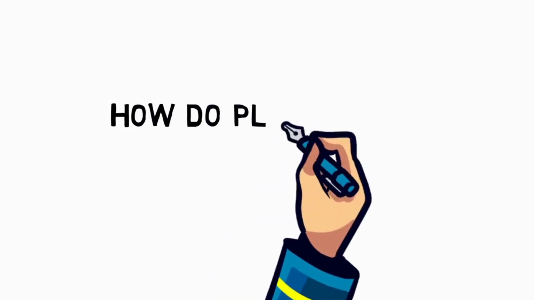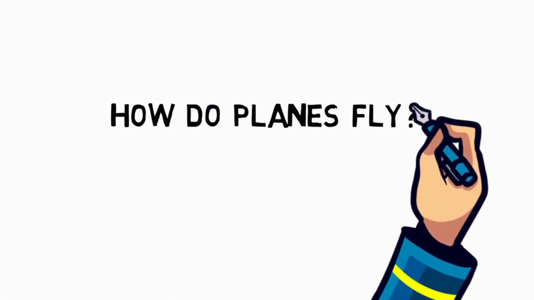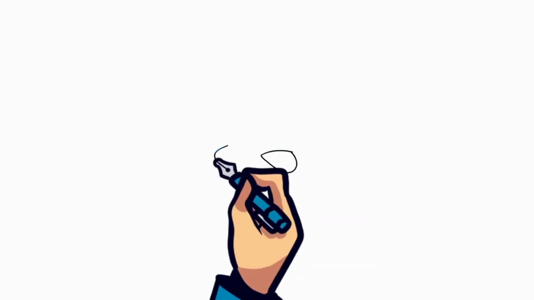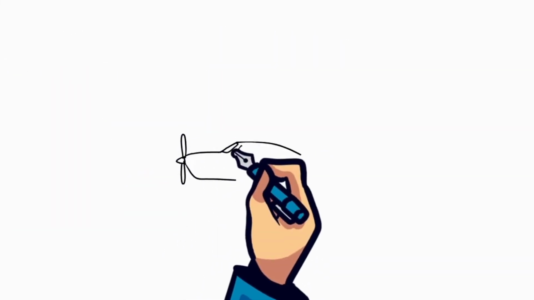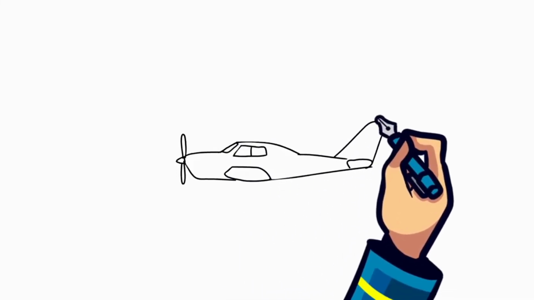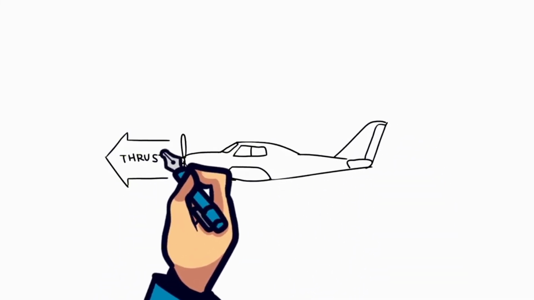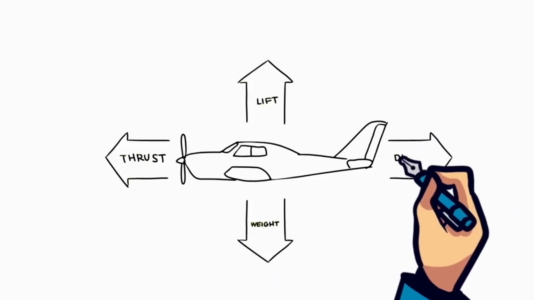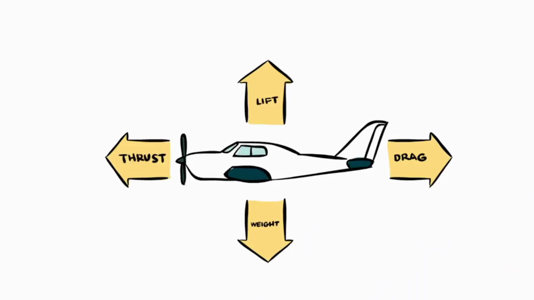Ahoy! Let's think. Today we answer the question, how do planes fly? Look up at the sky. It's a bird. It's a plane. It's a... Wait a minute, it's a plane. For an object that can weigh up to 500 tons, how can a giant piece of metal fly and stay up in the sky? For a plane to stay in flight, it needs four forces to work together: thrust, lift, weight or gravity, and drag.